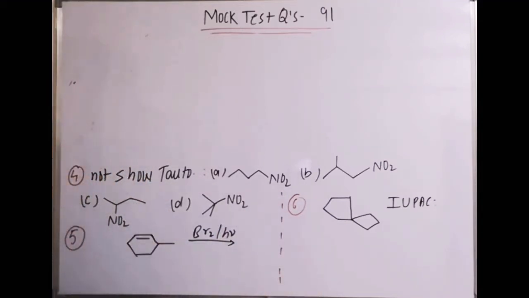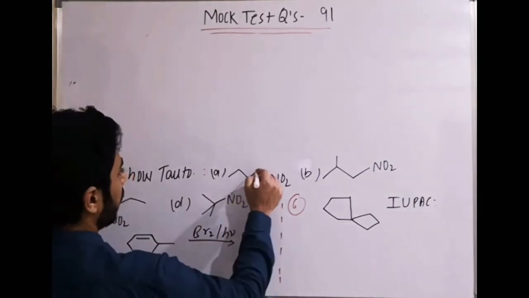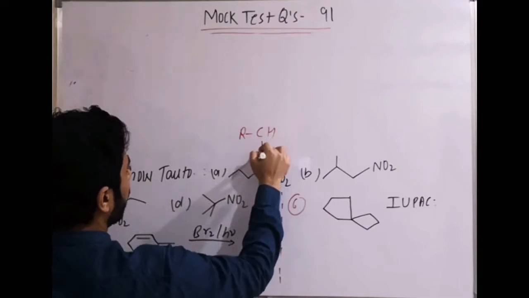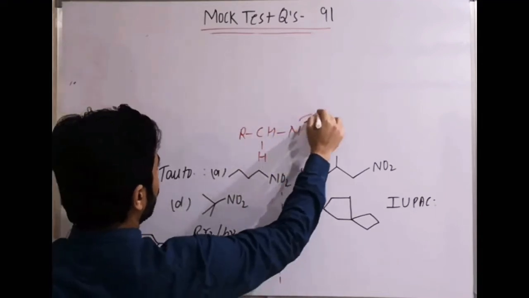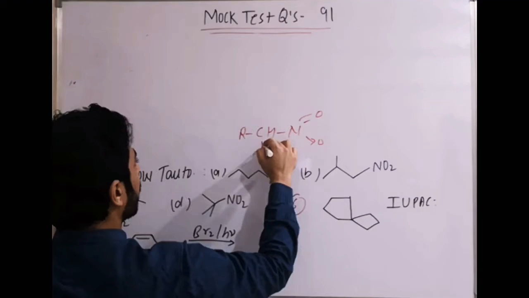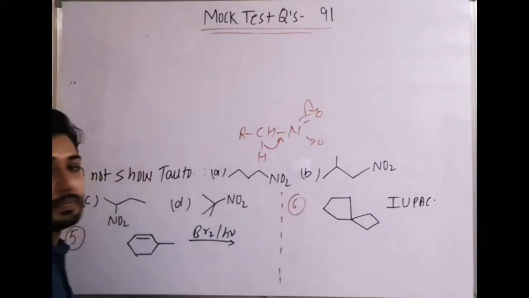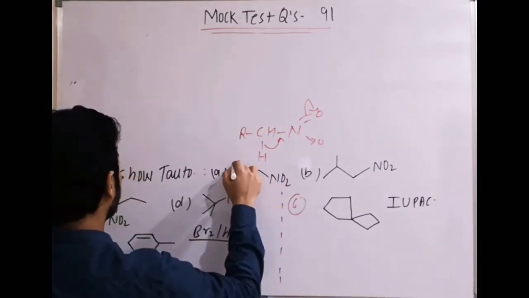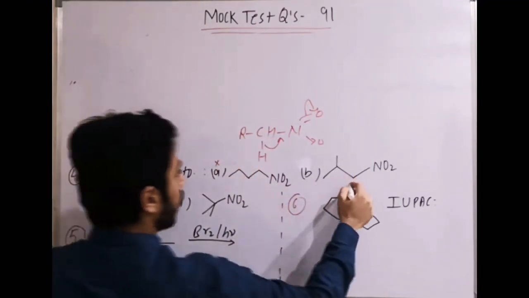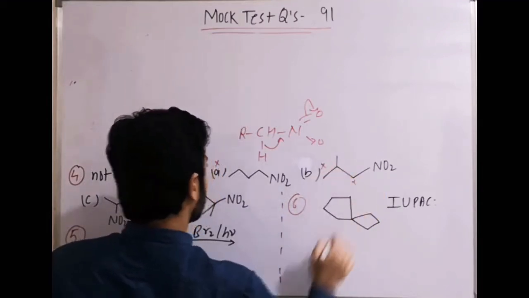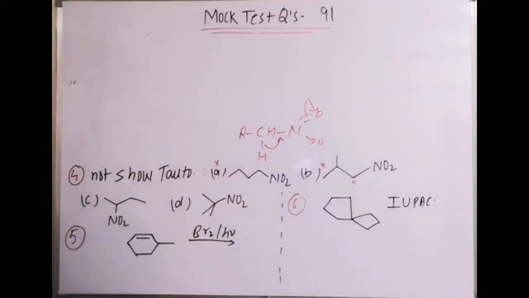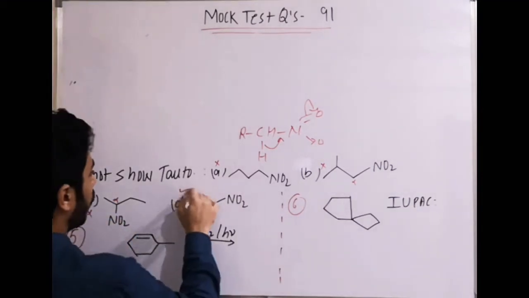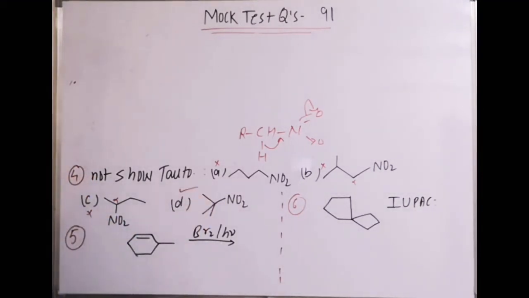Okay, question number 4. We know that in tautomerism the compound contains alpha hydrogen. Remember, we have done this example in tautomerism already, that NO2 can participate in tautomerism like this, right? So that is the way alpha hydrogen is there. Yes, it will show tautomerism. It is not the answer. Here alpha hydrogen is there. It will show tautomerism. It is not the answer. Here also alpha hydrogen is present. The one which is not showing is option number D.